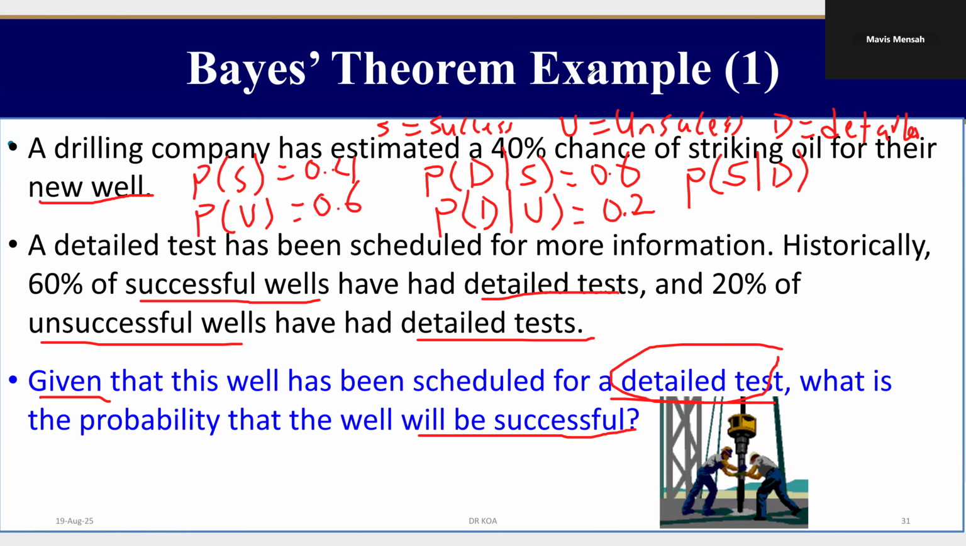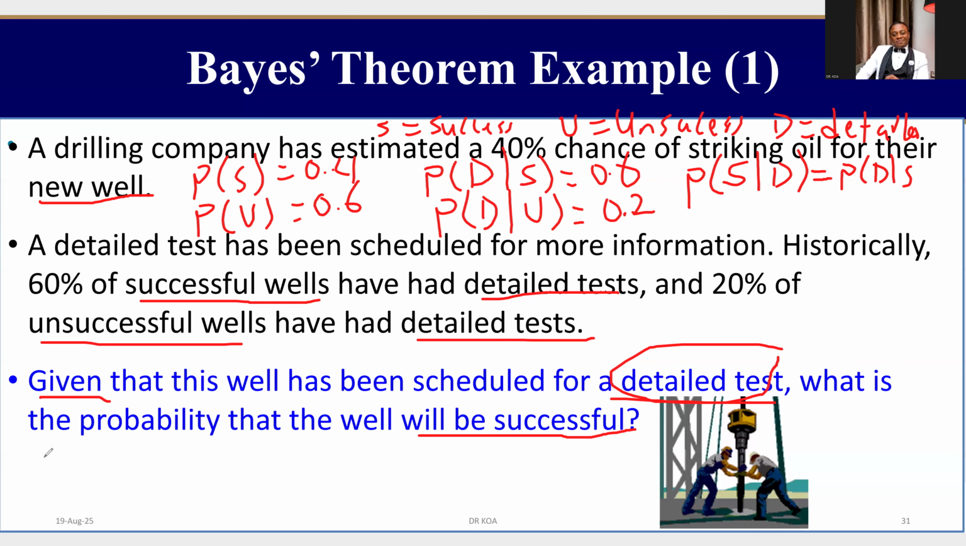Yes, I'm fine. So we're going to find this, and to find that, we have to apply Bayes' theorem, because now we have the probability of successful given detailed. Remember, it's P of S given D. That should be equal to the conditional probability that we have, which is P of D given S, multiplied by P of S, the probability of success.